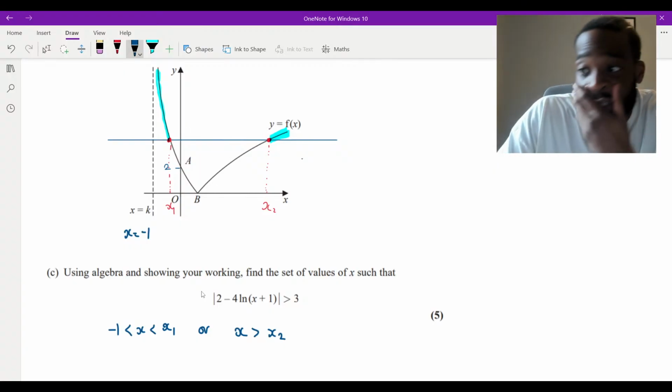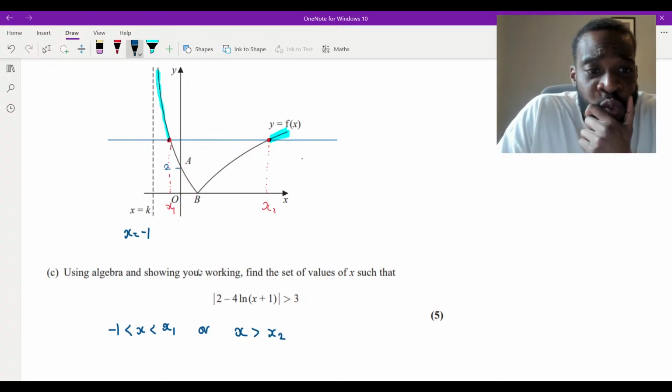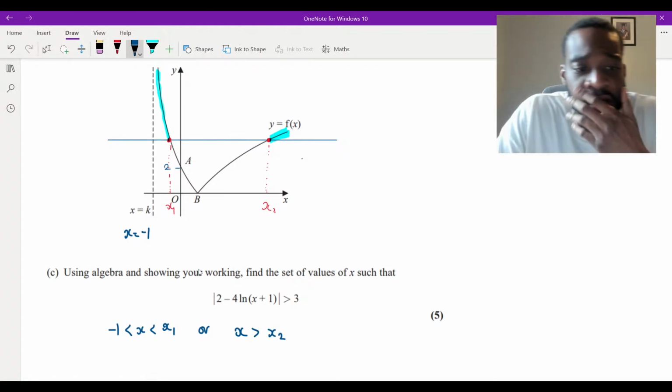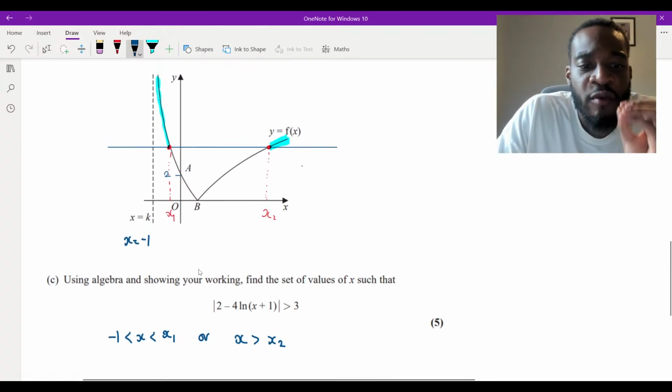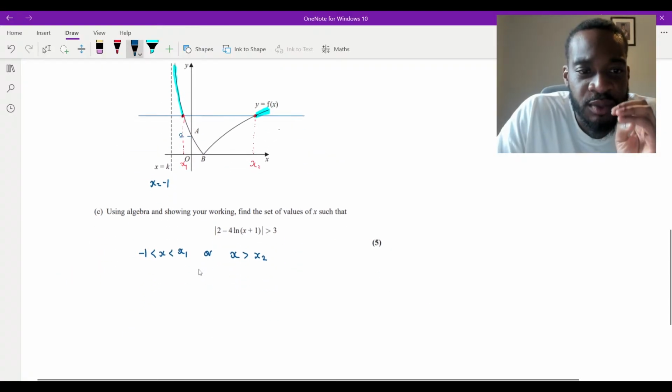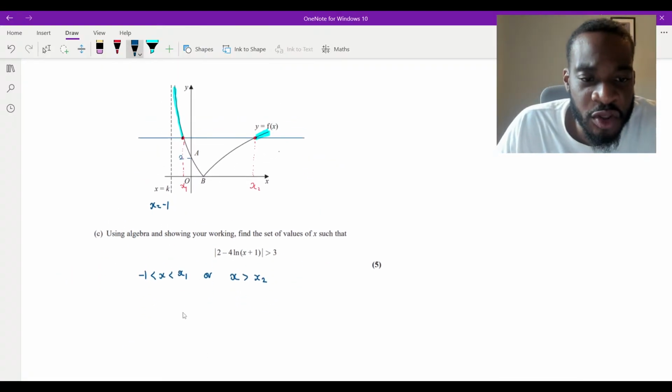But yeah, cool. So now we need to figure out these critical values. So how do we do that? Well, remember when you're dealing with a modulus function, my teacher always used to teach me this. Always just do it like this. If you've got the modulus of anything, then this is literally just equal to plus or minus of that same thing.